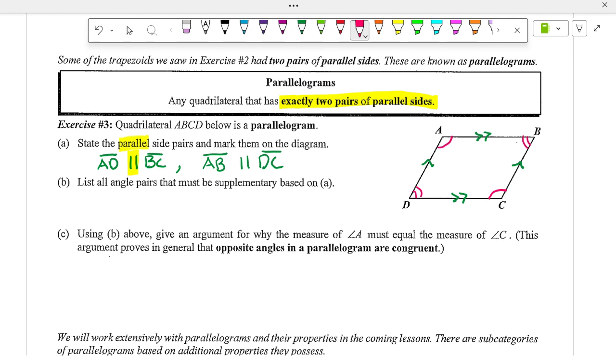So which angles are supplementary? A and B are. So B and D is not because they are opposite angles, but A and B are because they are on the same side. They share a side. What's another set? D and C. What's another set?